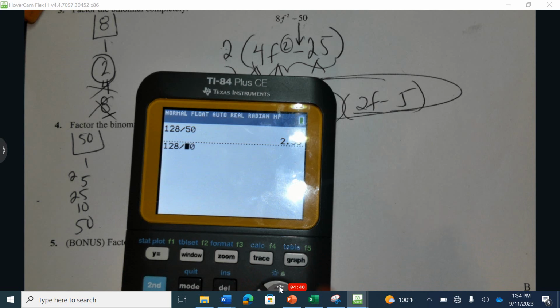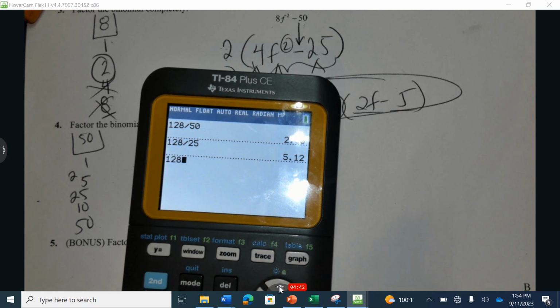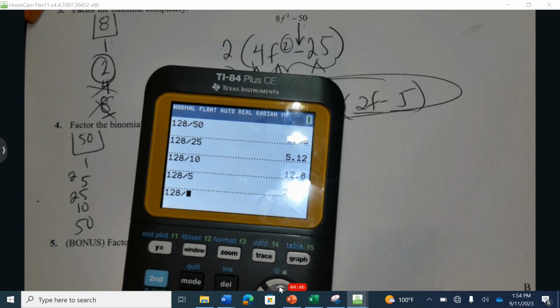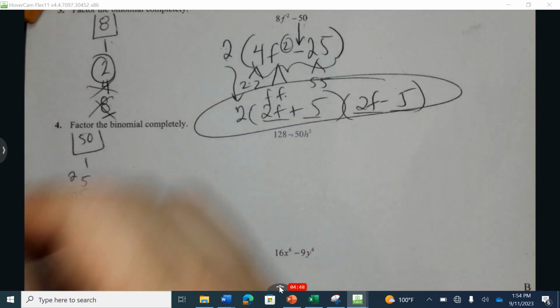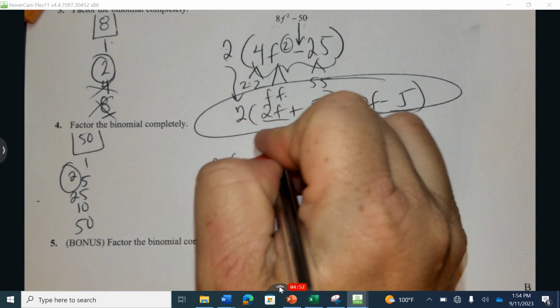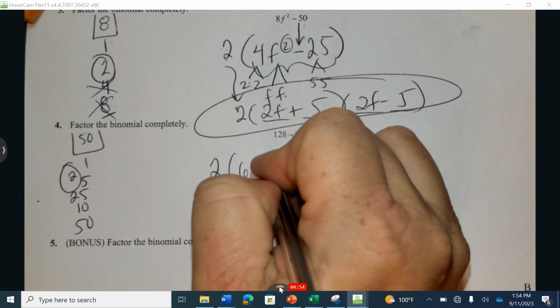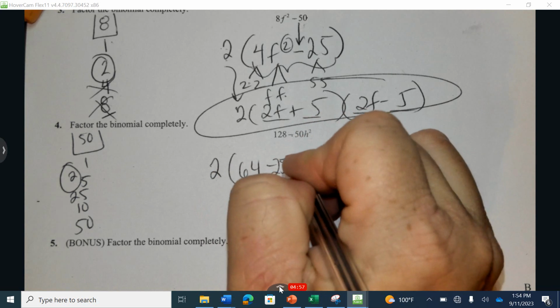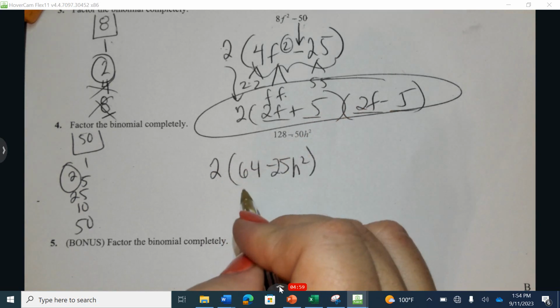I should divide it by 25. That'd be the next largest. No. 128 divided by 10 does not work. 128 divided by 5 doesn't work. 128 divided by 2. It does work. 2 is the largest number on the list that works. So I'm going to divide out a 2. 128 divided by 2 is 64, and 50 divided by 2 is 25.